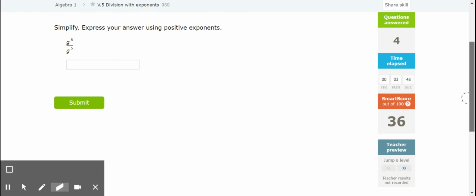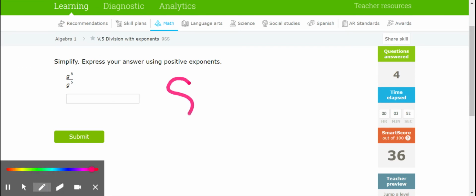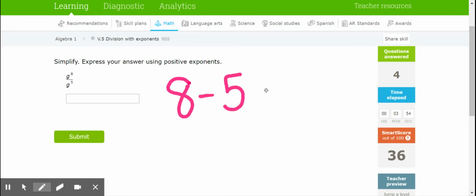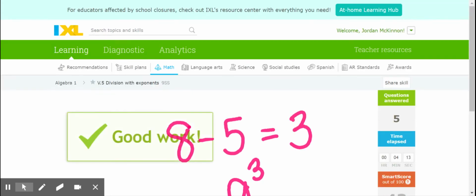Okay, so it looks like my base is going to be G this time, and if I subtract my exponents, 8 minus 5 is 3. That's a positive 3, so my answer is just going to be G to the 3rd. I don't have to change the way my answer looks because my exponent is already positive. So I just do G to the 3rd.